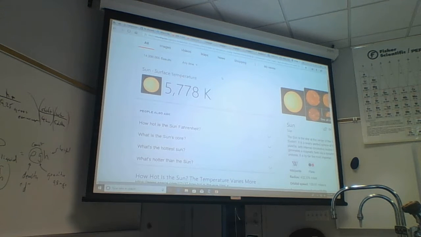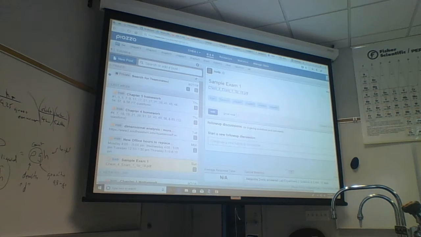I got 3,000. 3,000 Kelvin sounds better. 3,000 Kelvin we should be able to get. 3,000 Kelvin and the minus 273 would give us, oh, I added an extra. 2,727 degrees C. Did anybody get something else?